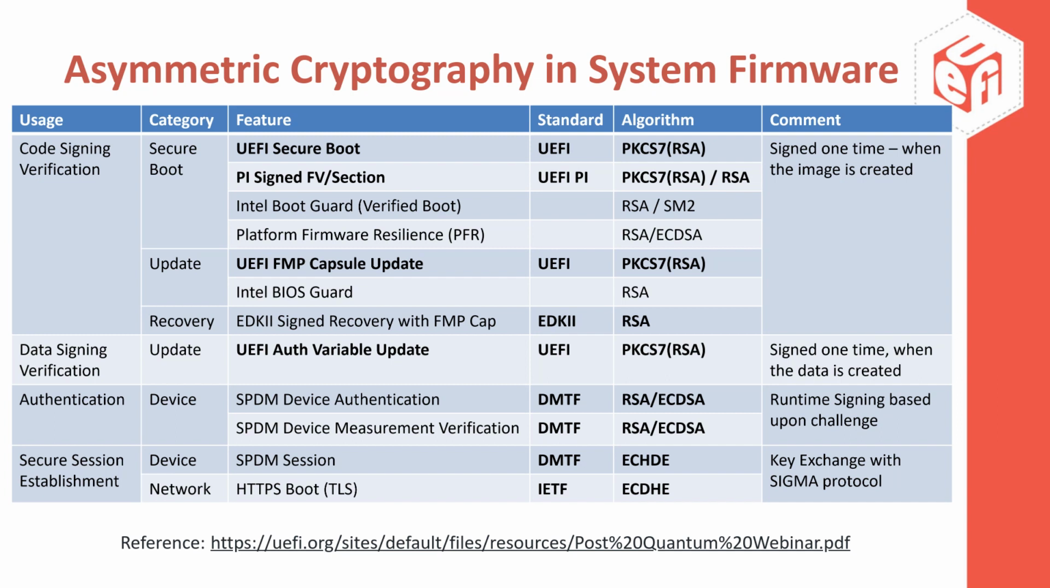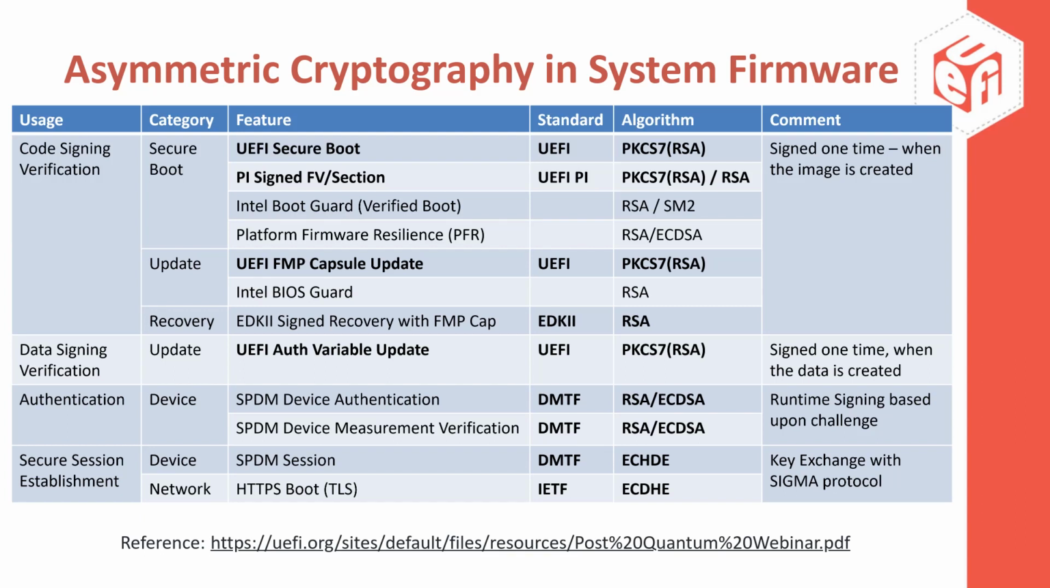We can see that the main use case is image digital signature verification, including UEFI secure boot, PI signed firmware volume or section, the signed capsule update, signed recovery, etc. Also, architecture-specific solutions such as Boot Guard or platform firmware resilience. And we can use PQ hash-based signatures in this category.